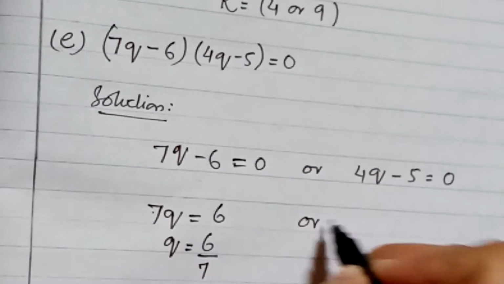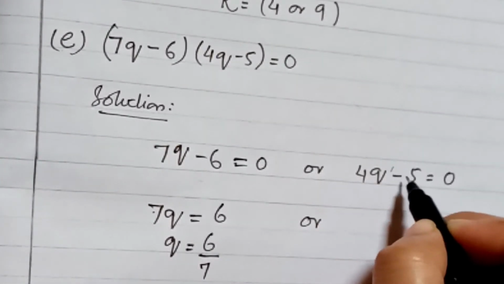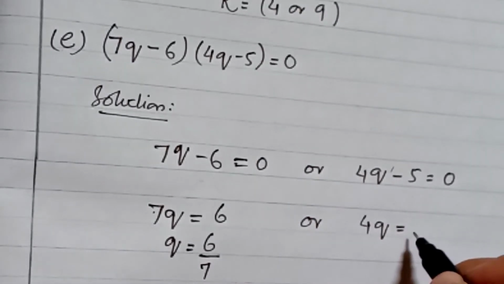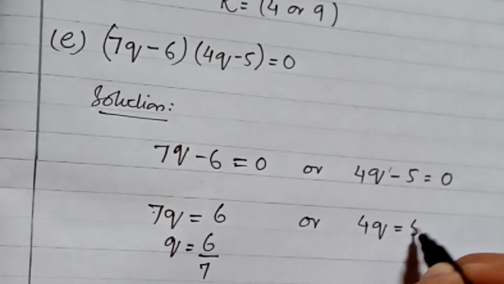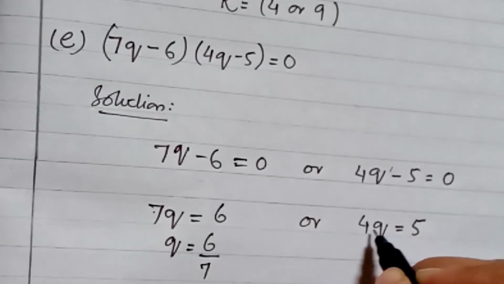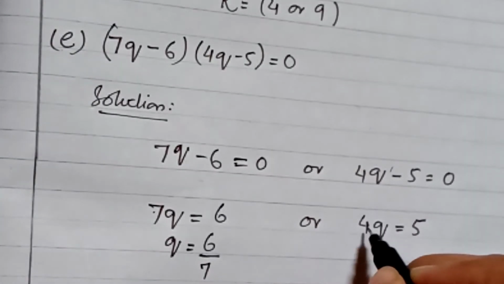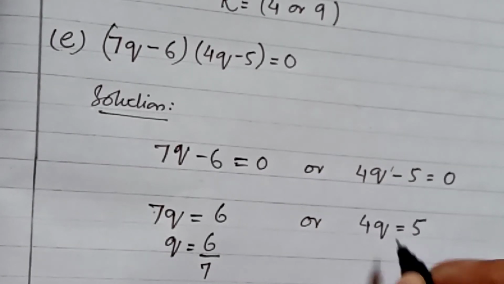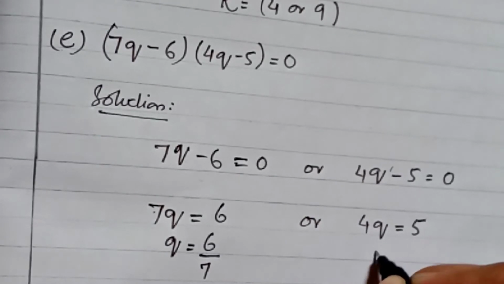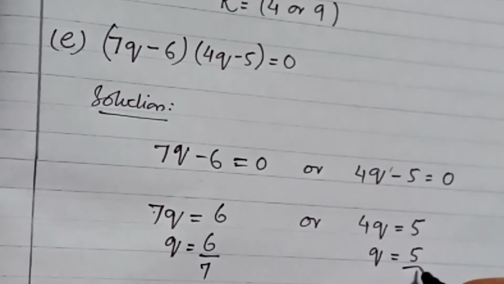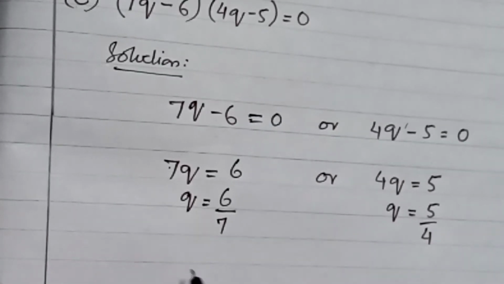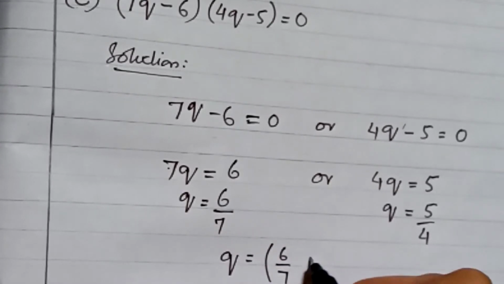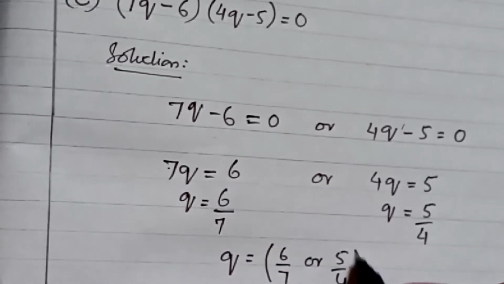Now come to the second factor. We have to move this minus 5 to the other hand side, then 4q equals minus 5 will become plus 5. 0 plus 5 is 5. Now we have a coefficient with q. We have to move this coefficient to the other hand side. This 4 is multiplying with q here. When we move it to the other hand side, it will divide 5. So q equals 5 upon 4. This is our second answer for q. We have to write q as 6 upon 7 or 5 upon 4 here.